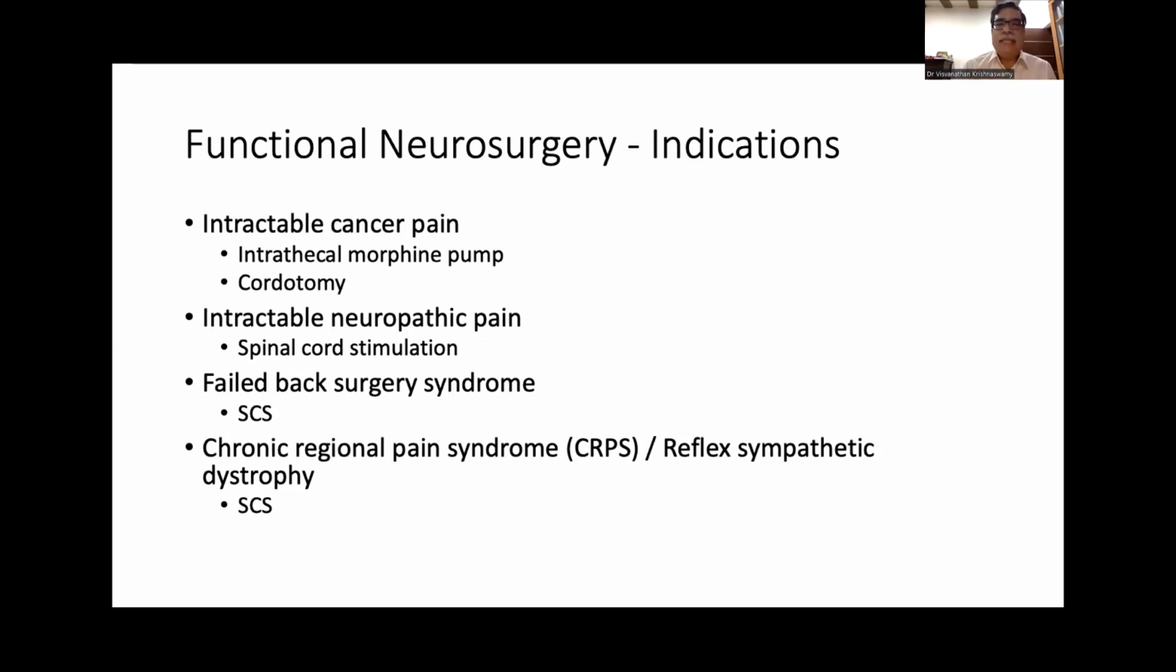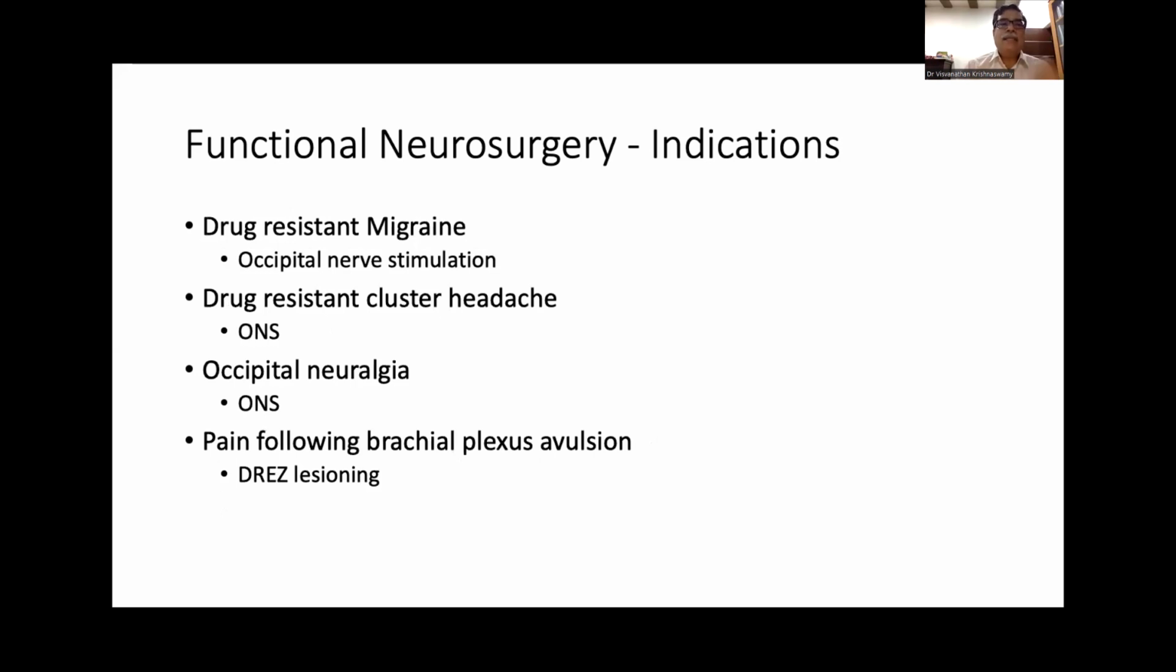Now, coming to pain, for conditions like intractable cancer pain, insertion of intrathecal morphine pumps and open or percutaneous cordotomies are useful procedures. Intractable neuropathic pain, failed back surgery syndrome, and chronic regional pain syndrome all do well with spinal cord stimulation. For drug-resistant migraine, cluster headaches, occipital neuralgia, etc., occipital nerve stimulation has good benefit. And for patients who have pain following brachial plexus avulsion, dorsal root entry zone lesioning is a useful surgery.